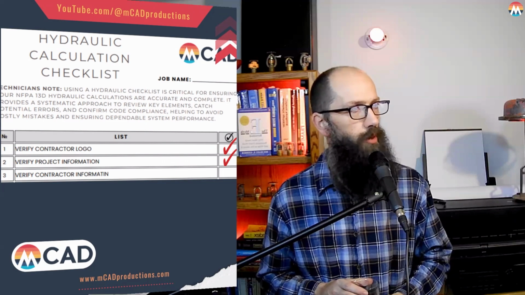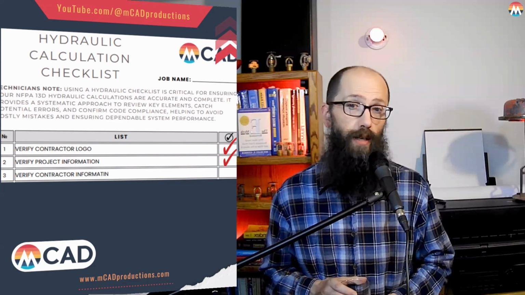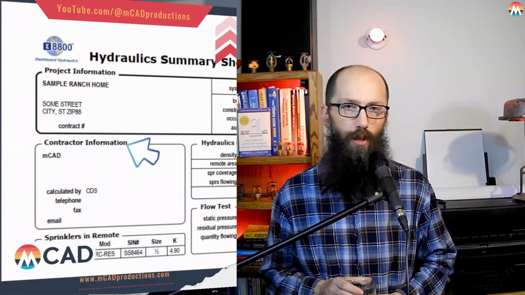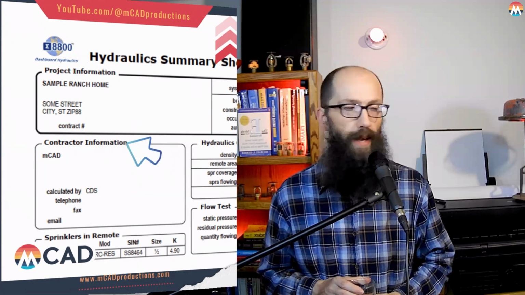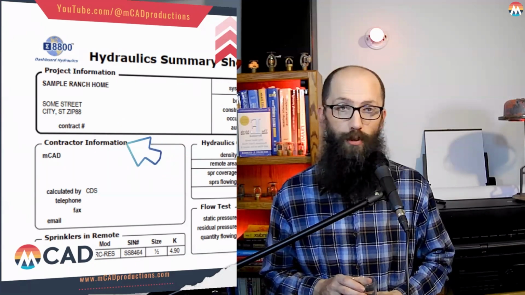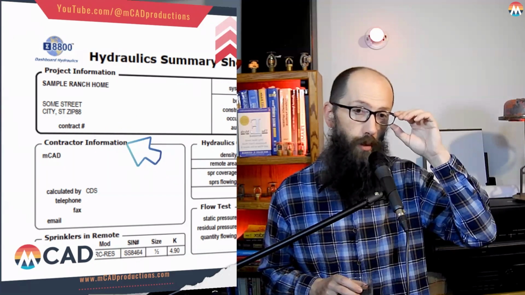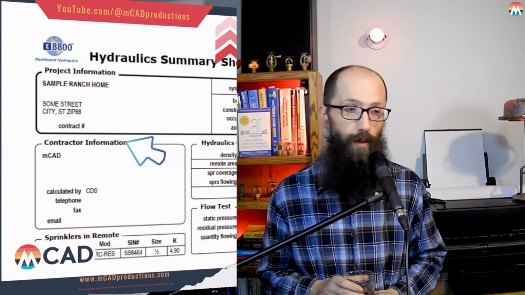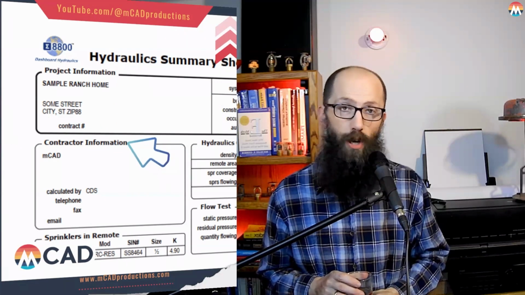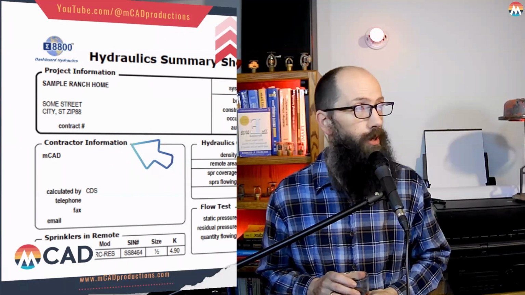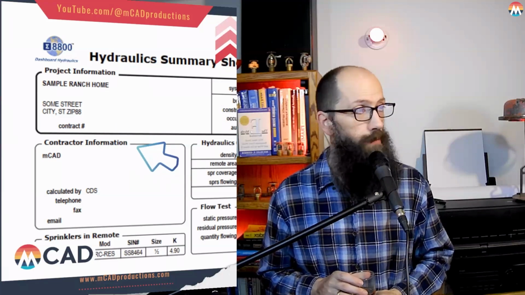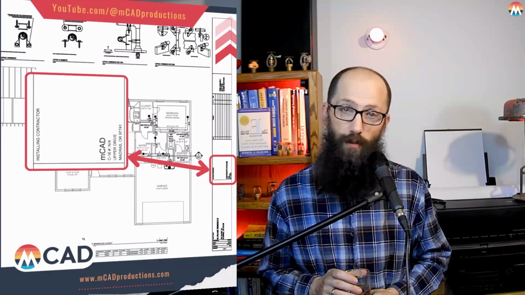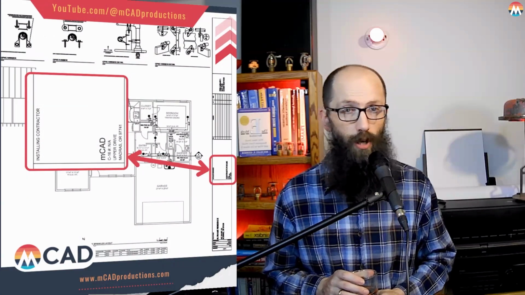And so next thing on our list is verify contractor information. That's just right below on our cover page. And I just have mCAD thrown in here. But if you are working with a client who's a contractor, or if you are a contractor, you will have that information in there, their contact information, phone number, email, whatnot. And again, this should match the information that you have on the drawing for the contractor information.